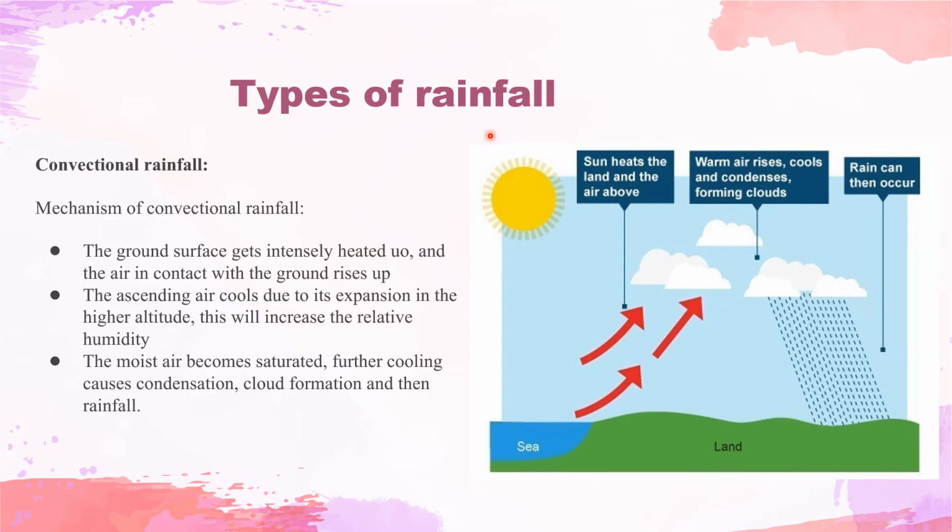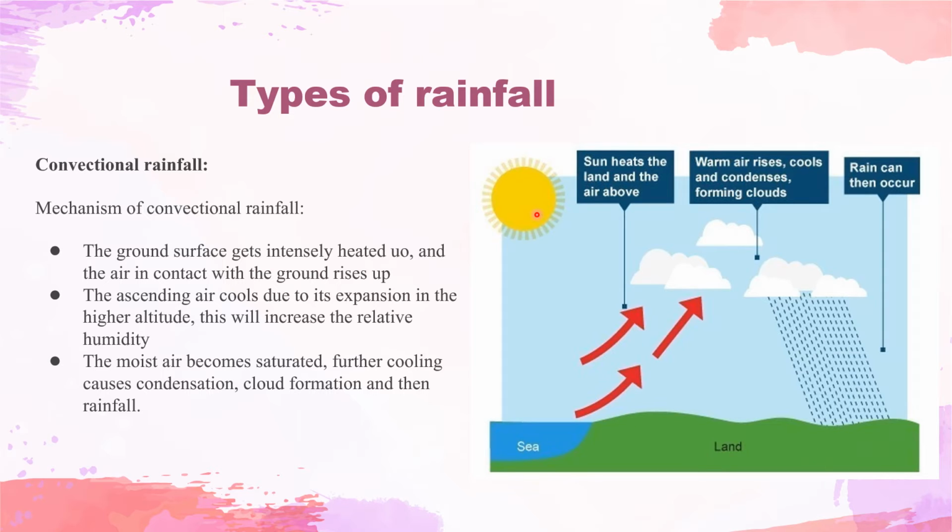Now, types of rainfall. There are three types of rainfall. One is convectional rainfall. You know that heat has one mode of transfer, that is convection. In convection, we know that the hot air always rises up, and the cold air always comes down. So there is a circulatory motion between the hot air and the cold air. This is due to the heat of the sun.